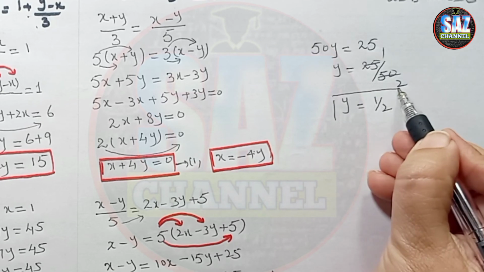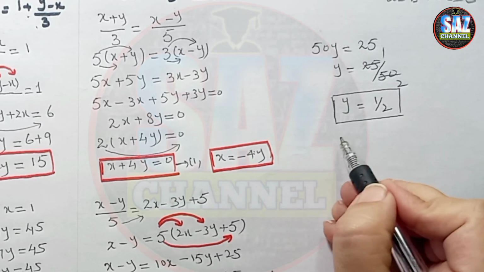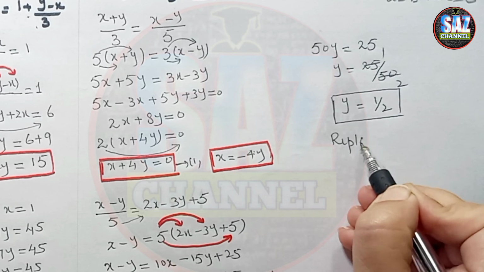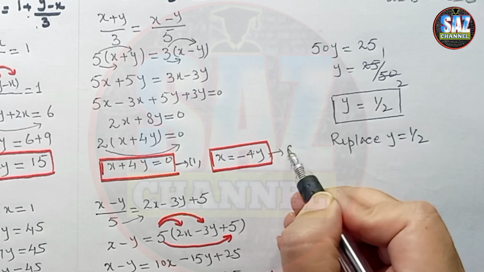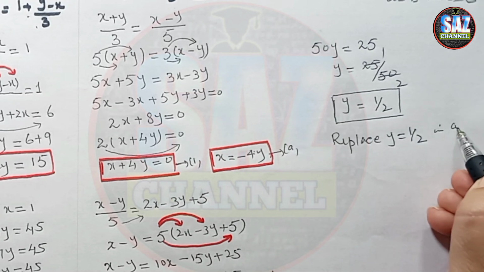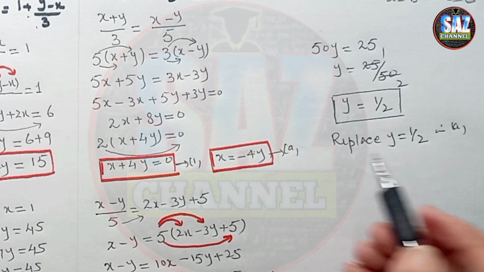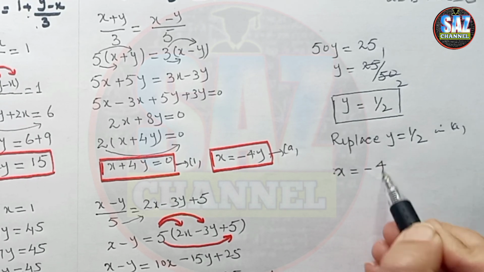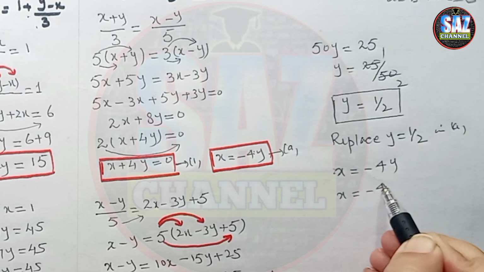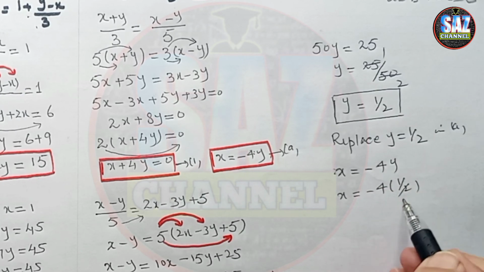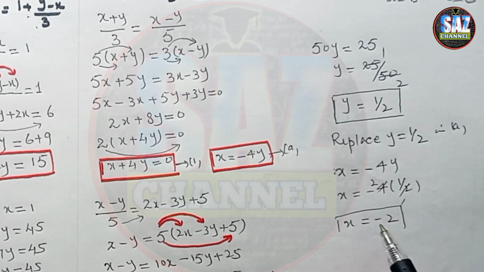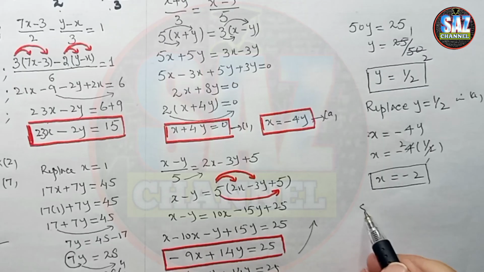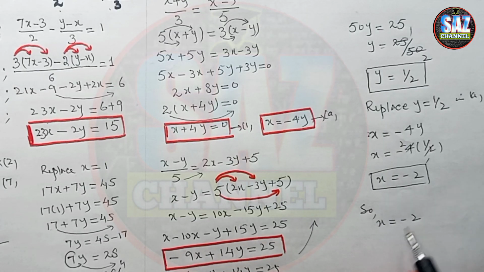Now in order to get the value of the other variable, replace y equals 1 by 2 in x equals minus 4y. x equals minus 4 into 1 by 2, 2 ones are 2 and 2 twos are 4, so x equals minus 2. So the solution for this problem is x equals minus 2 and y equals 1 by 2.